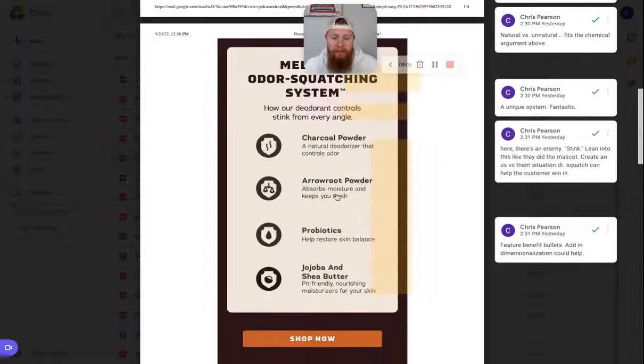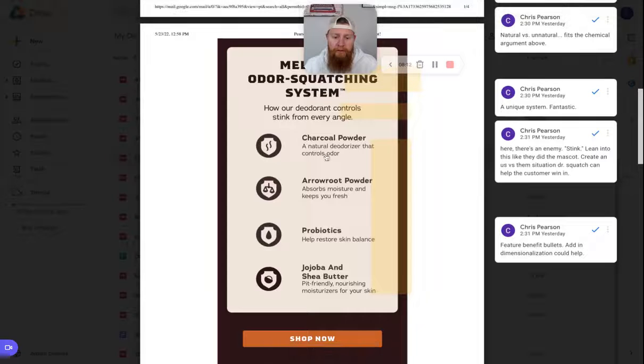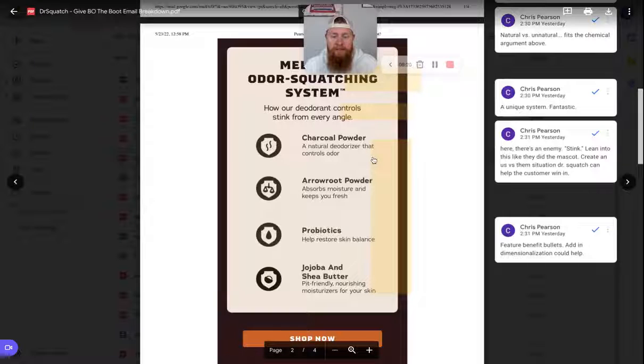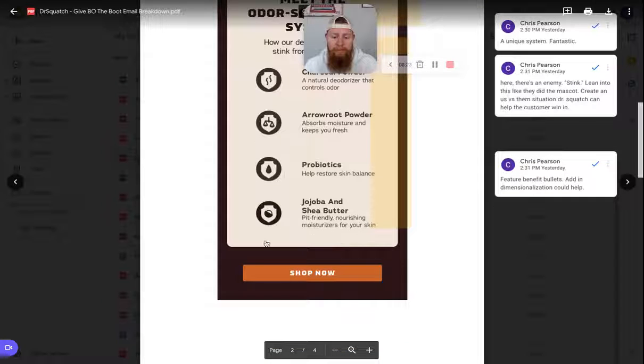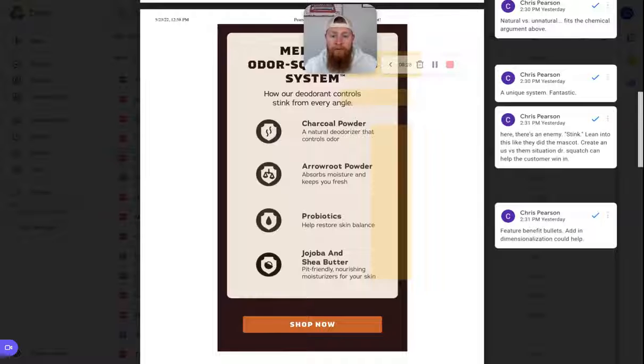But their system here: charcoal powder, arrowroot powder, probiotics, jojoba, and shea butter. So you've got the charcoal powder, a natural deodorizer that controls odor. So natural deodorizer is going to be your feature. The benefit is controlling odor. The dimensionalization isn't huge on this, but you could, in a paragraph down here, or maybe even another line, say, hey, this is what happens when you control your odor. People like to be around you more. They don't avoid you. They don't step away when you get up close. They actually want to hug you instead of avoid you because you don't smell. So if they could dimensionalize this a little bit more, add another couple of words or a line on this, it's going to make the system even more impactful, right?